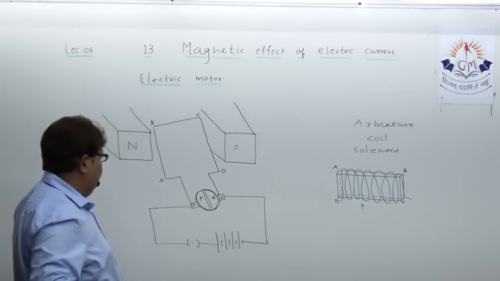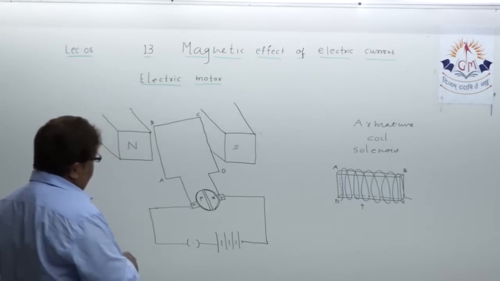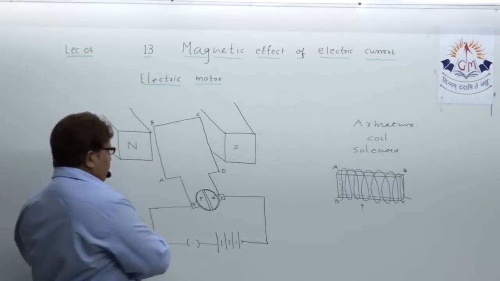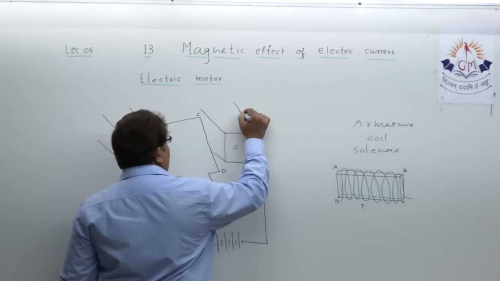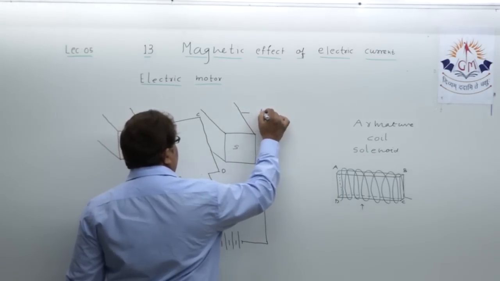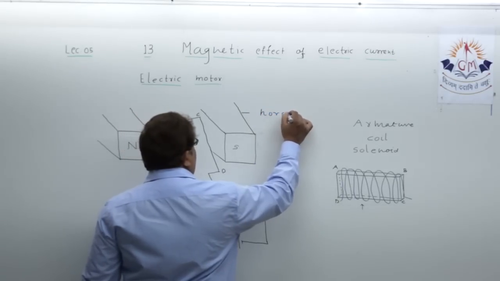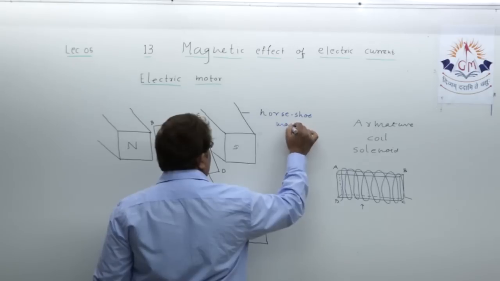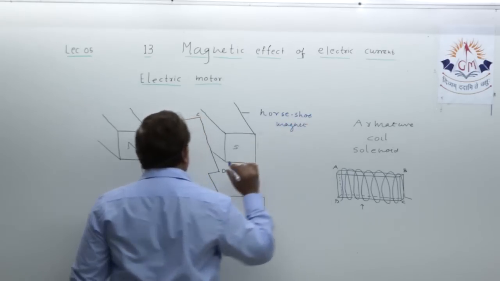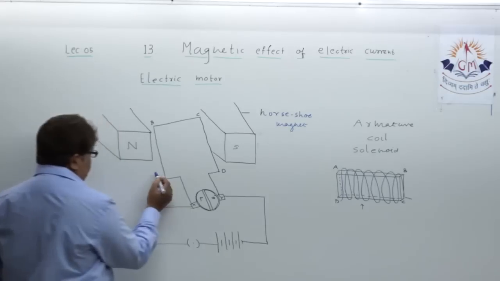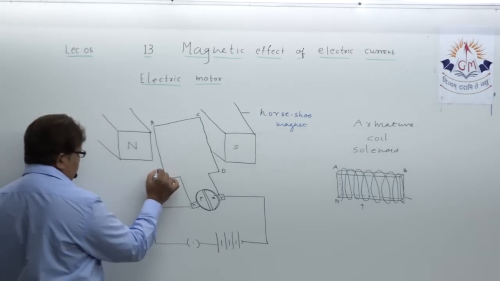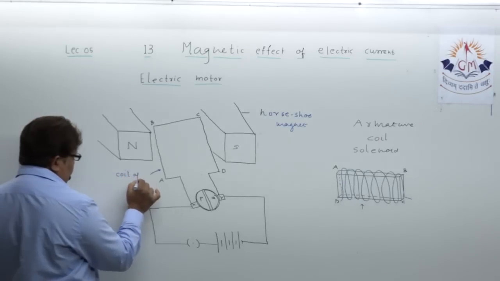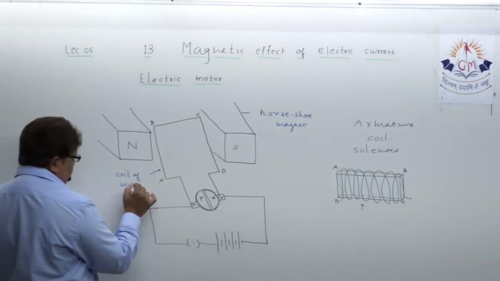See, dear student, what is actually you are looking at in the diagram. Okay, this is what? A horseshoe magnet, obviously. This is a horseshoe magnet. Then this is a coil of wire. Okay, we can call it armature also.